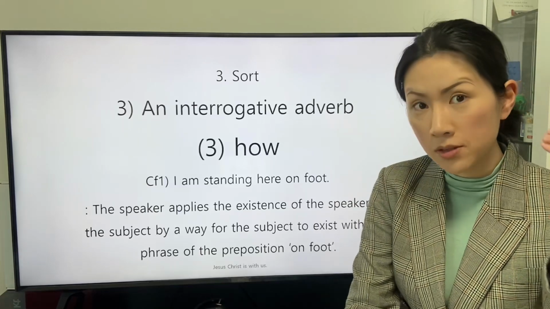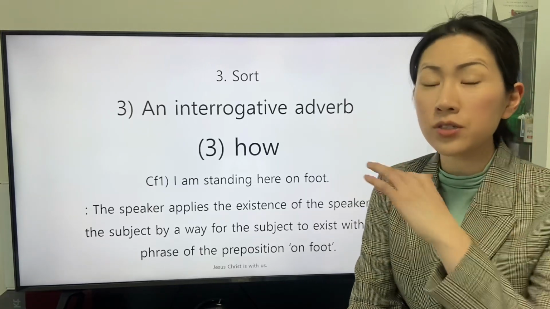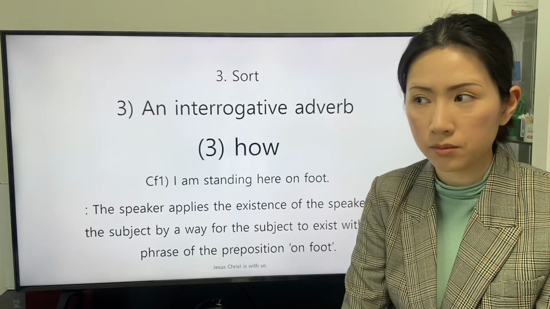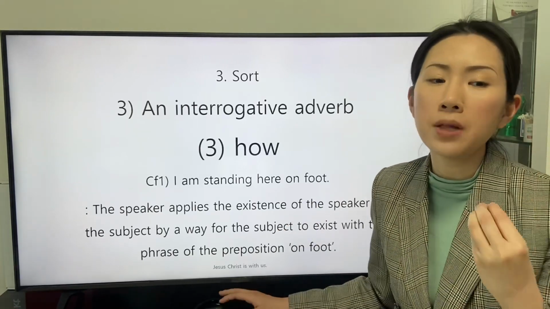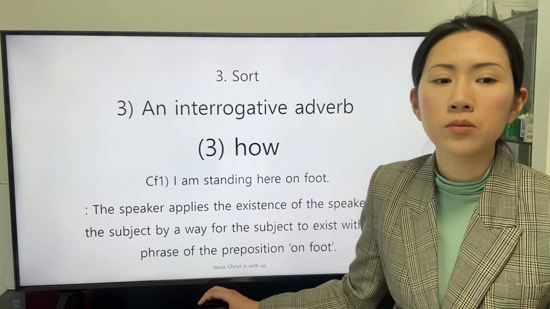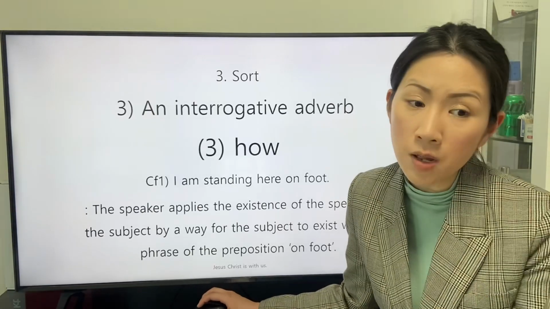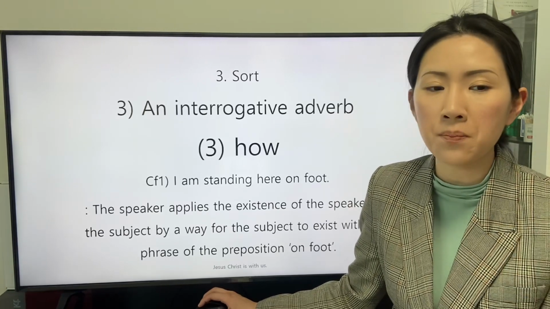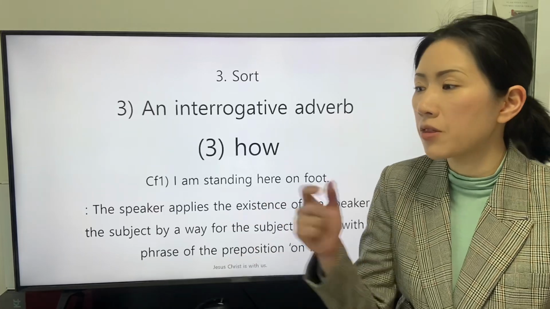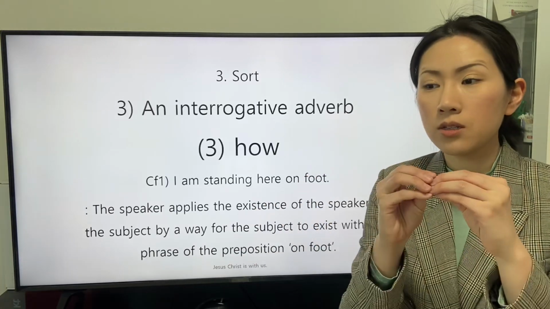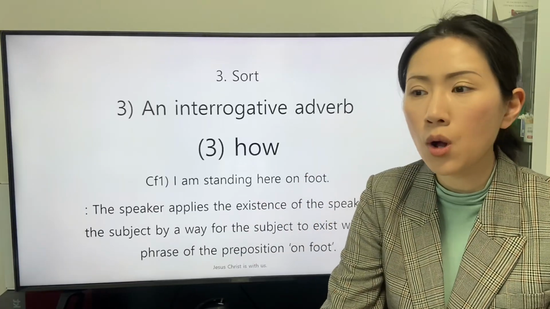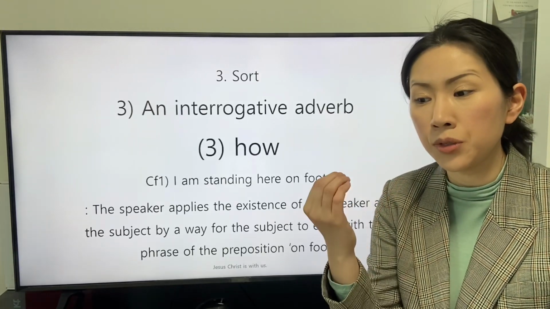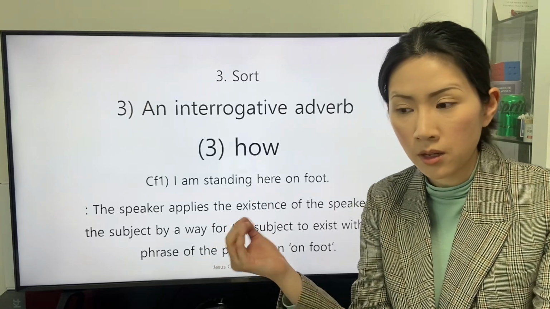One of the responses is stated in the first conference: I am standing here on foot. The speaker applies the existence of the speaker as the subject by a way for the subject to exist with the phrase of the preposition on foot. The speaker of this clause specifies the existence with the way that the speaker is able to exist in the conversation with.